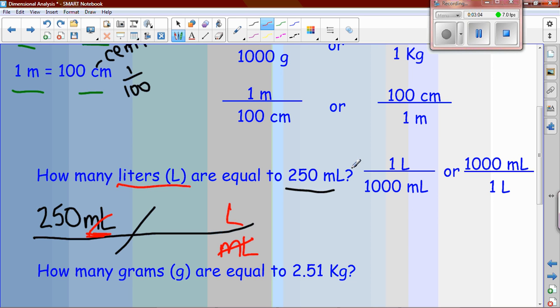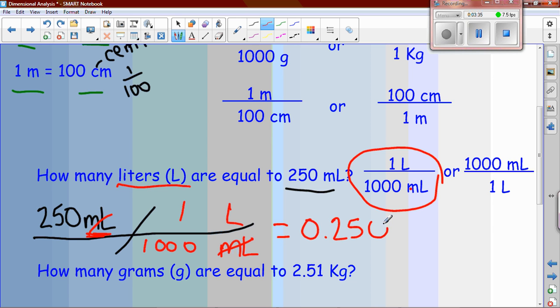Okay, so here I brought down our proportions. We've got 1,000 milliliters, 1 liter this way. We have 1,000 milliliters, 1 liter this way. And hopefully you realize, yes, this is the one that we need. So we need 1 liter for every 1,000 milliliters. And that tells us then, okay, we have 250 times 1 would be 250 divided by 1,000. So that's 0.250 liters. Boom. Done with that answer.